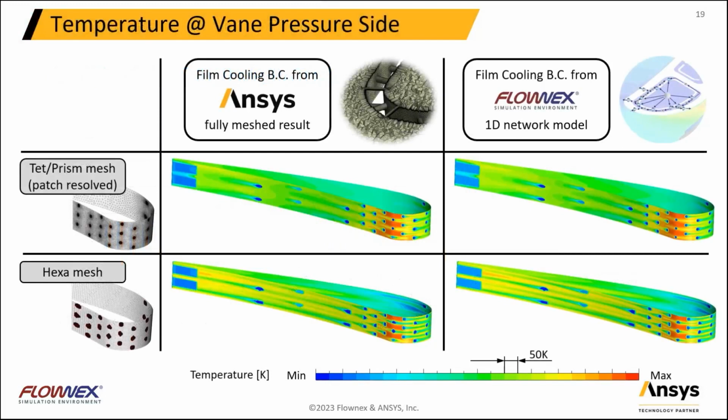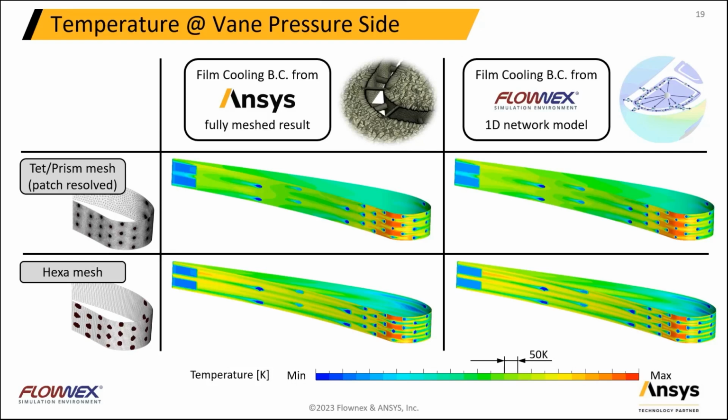Thank you, Vincent. And now I would like to present you some comparisons of the results of the simulation runs with the injection region model. All the plots show the adiabatic wall temperature at this vane surface. The results are presented within a matrix. The left column presents the results which were generated using the cooling inflow conditions provided by the fully resolved Ansys CFX model. And the right column shows the results of the inflow conditions provided by the Flownex 1D network model.